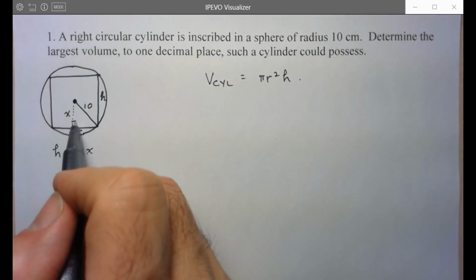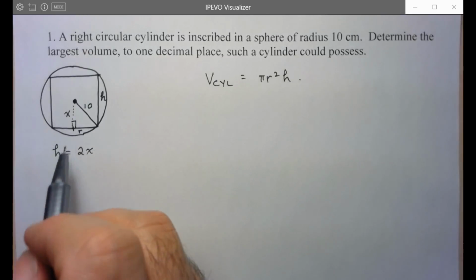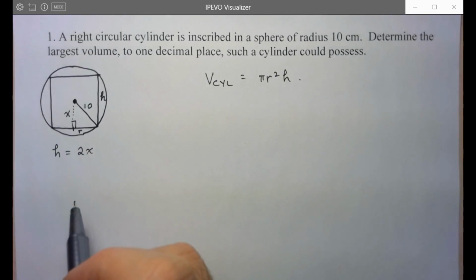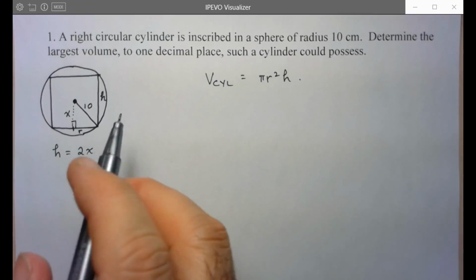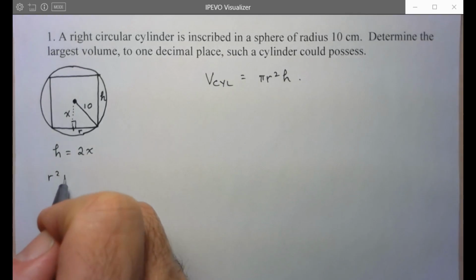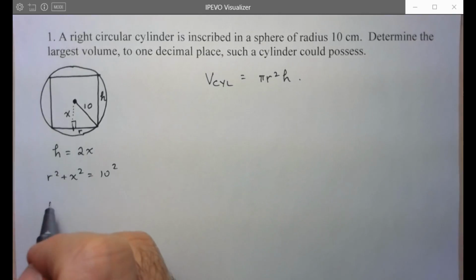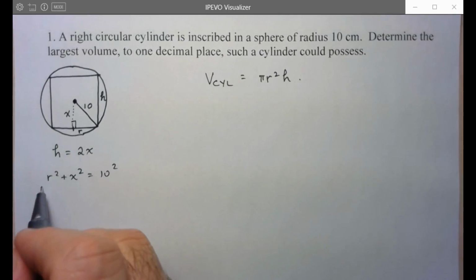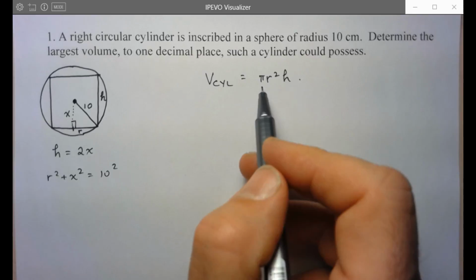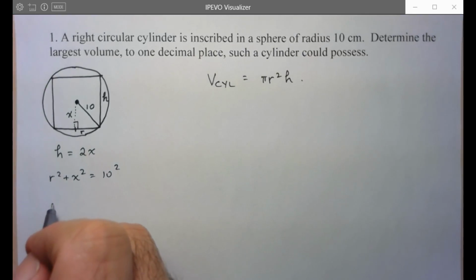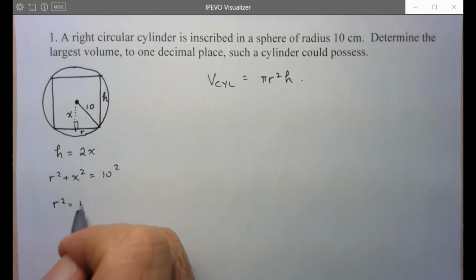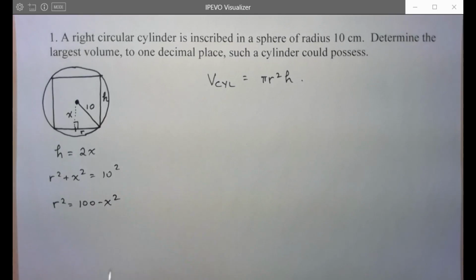And now with this right angle triangle, I can use Pythagoras to write r in terms of that new variable x, because of course I've got that r squared plus x squared is equal to 10 squared. And in fact, I don't need to isolate r. Since I've got r squared in my equation, I just need to isolate r squared. So r squared is just equal to 100 minus x squared.